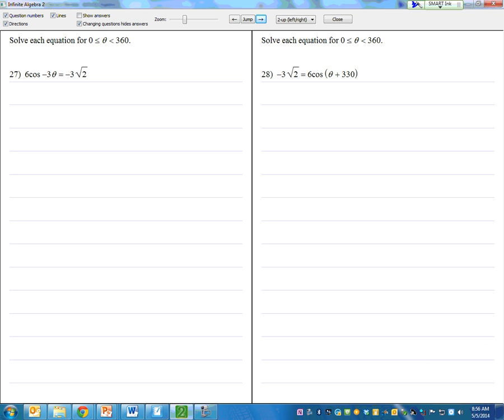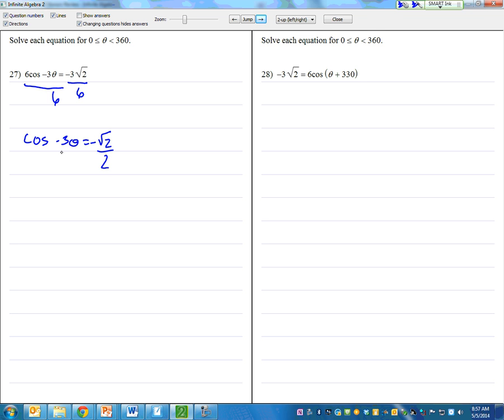Okay, number 27. Looking at number 27, the first thing I want to do is get rid of that 6 out front, because I don't have the tangent, cosine, or sine isolated. The function is not isolated, so I'm going to divide both sides by 6. So I have cosine of negative 3 theta is equal to, well, I can reduce that fraction down a little bit. I can write that as negative the square root of 2 over 2. That 3 and that 6 can reduce down, so I have negative square root of 2 over 2.